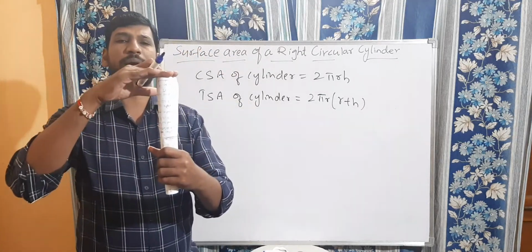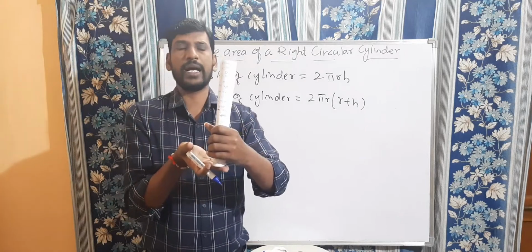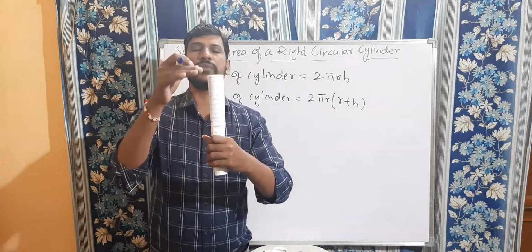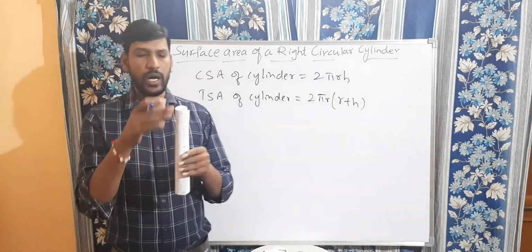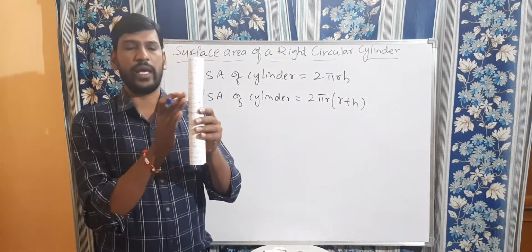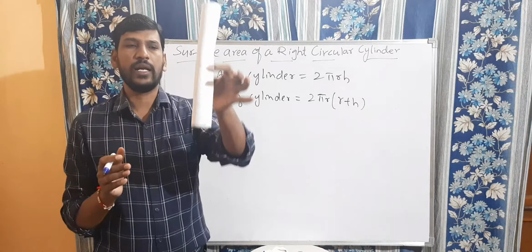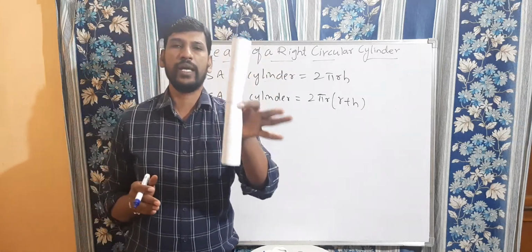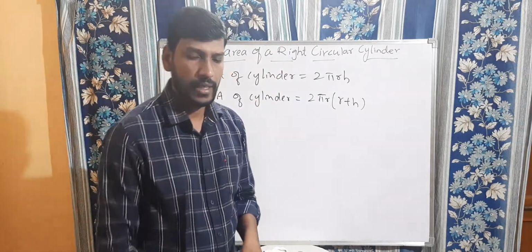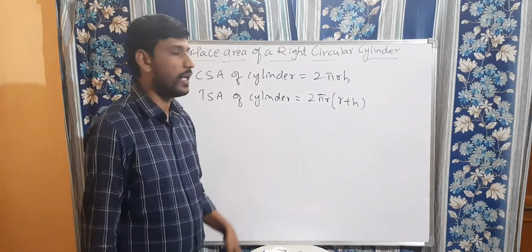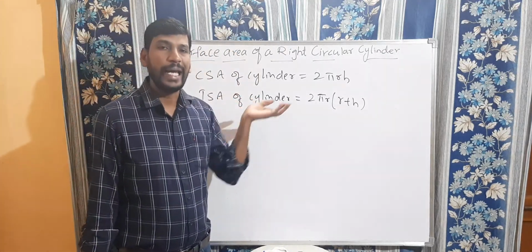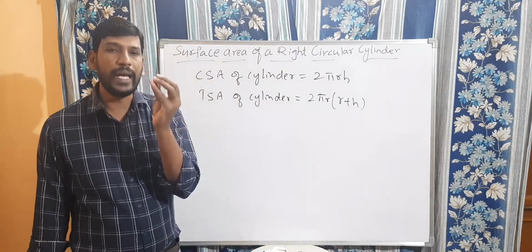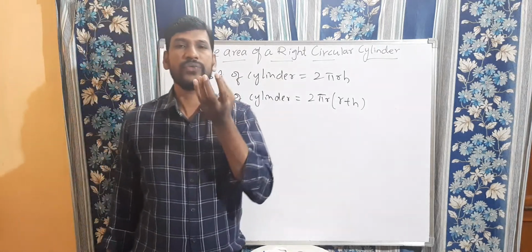Now top area is pi r square, this also pi r square, because the top and bottom are in the form of a circle only. We know that area of circle equals pi r square. So now we are adding these two areas to the curved surface area of the cylinder. It gives the total surface area of the cylinder. Clear, my dears? I hope you understood how to find the CSA of cylinder and how to find the TSA of cylinder. It depends on the base.